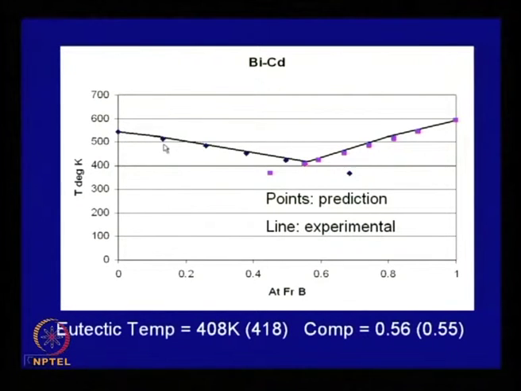And here these points represent the predicted values, and if you extend those, you also get the eutectic somewhere here. This is the eutectic temperature around 408 degree Kelvin, and the eutectic composition comes around 0.56, and on this we have superimposed the experimental or actual values from handbooks, and you find you are not very far off. So, that means by using a thermodynamic model, it is possible to calculate phase diagram, and in fact, in binary system it is easy, and later on as we proceed, we will find this is applicable in general. It can be used even in ternary and quaternary systems as well.